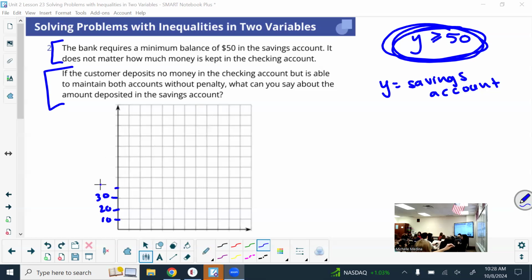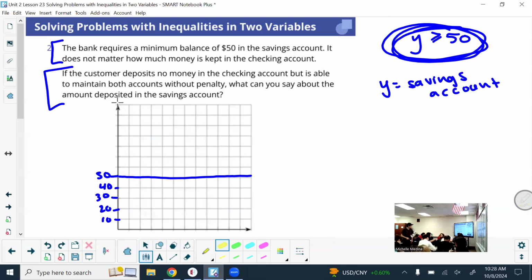The y-intercept should be what? 50, solid or dashed. And there's no slope in this one. I have no rise. Should I shade above or below? Above. Because we want what's going into our savings account to be greater than our minimum requirement.